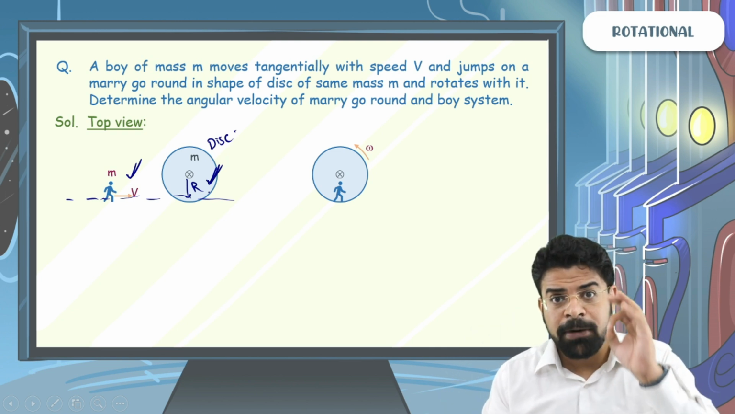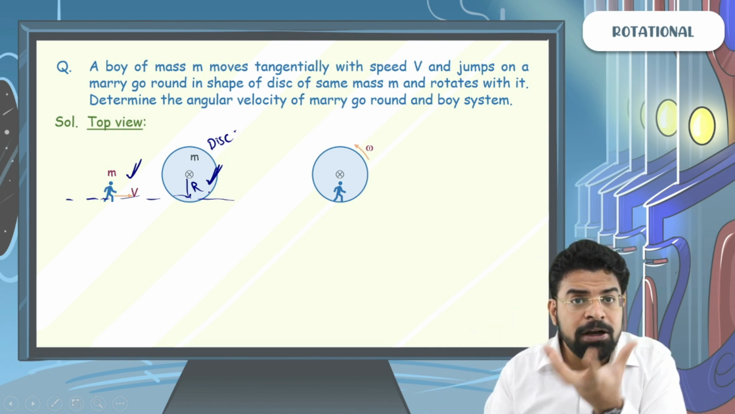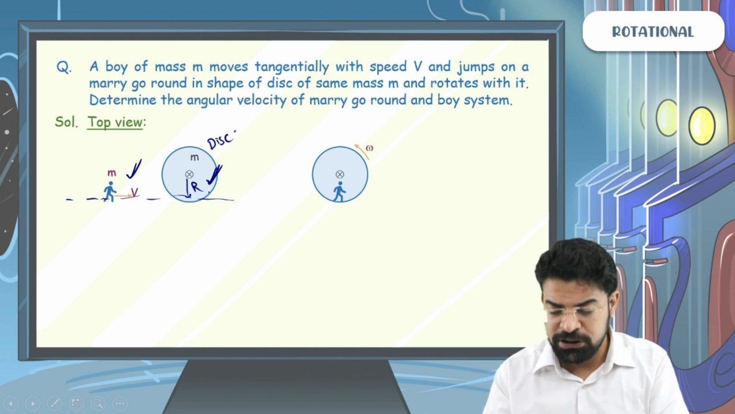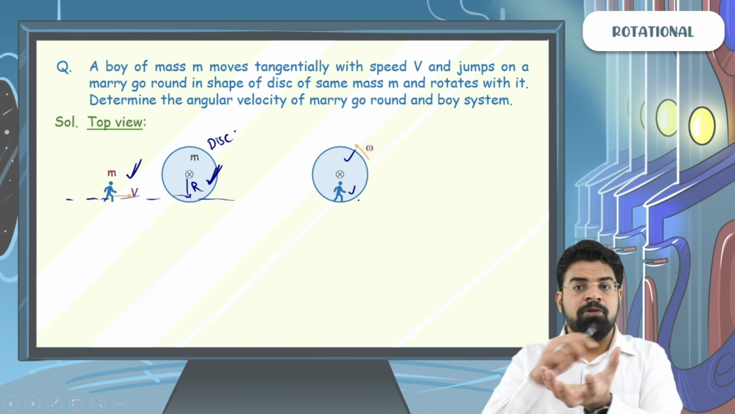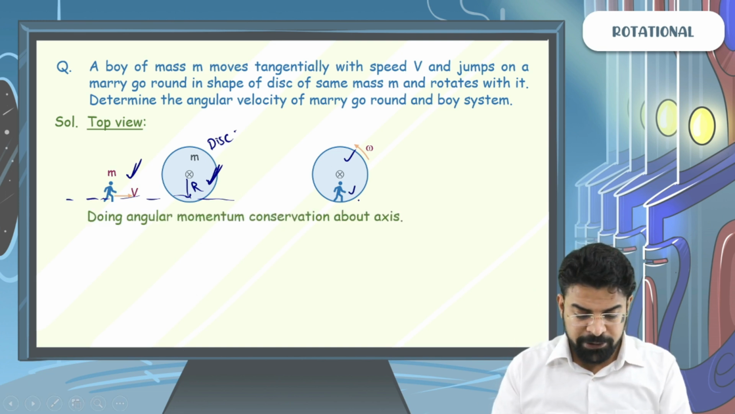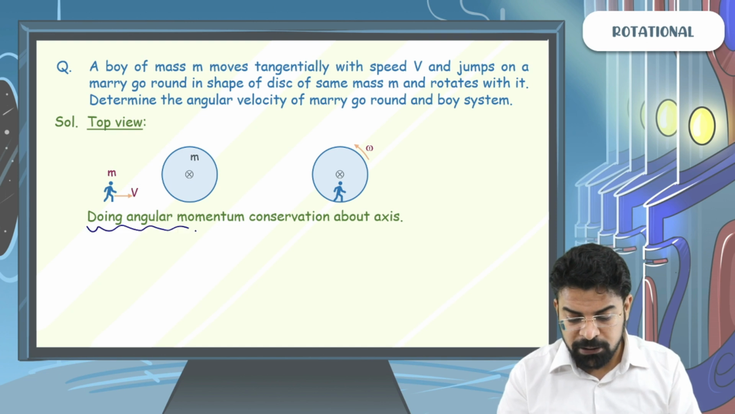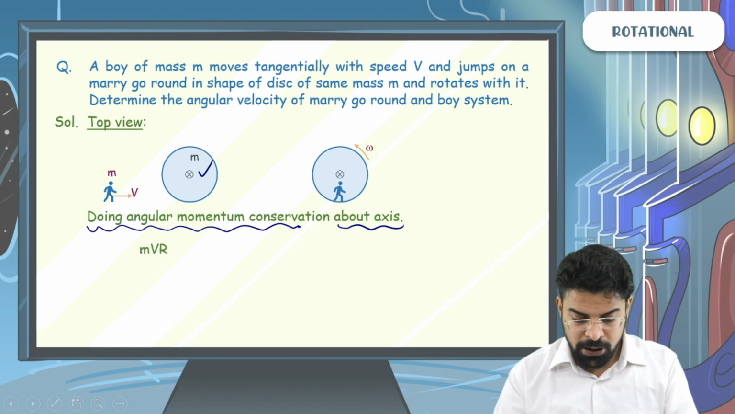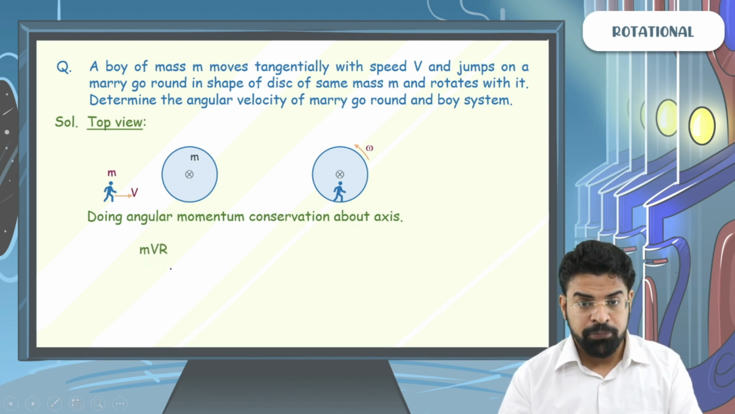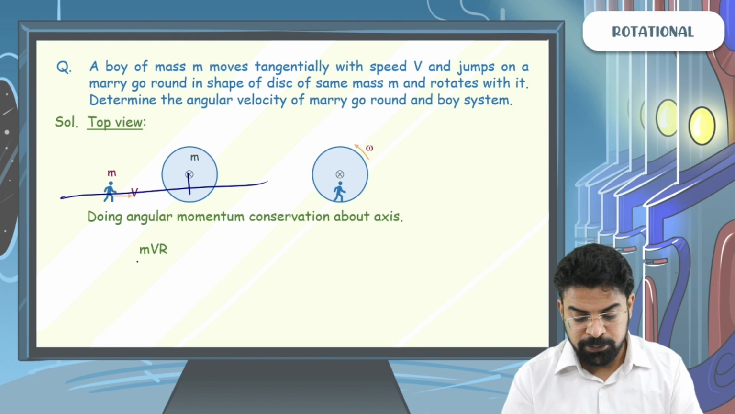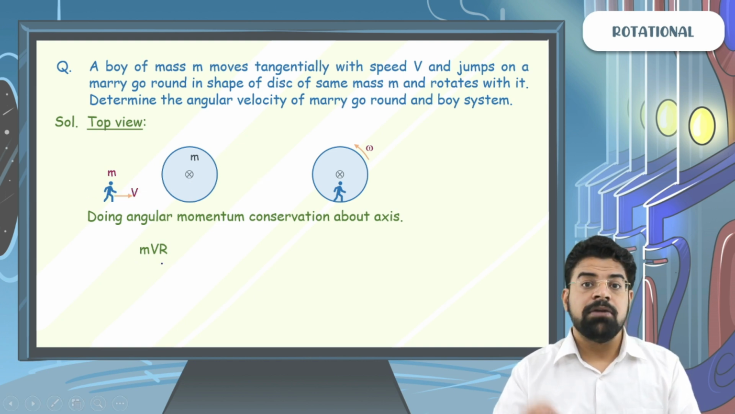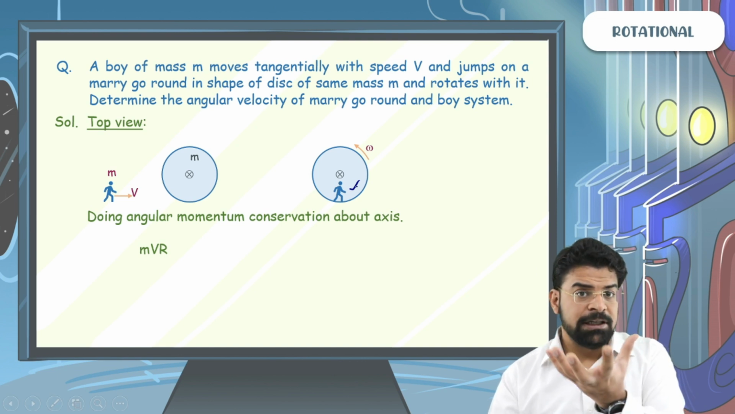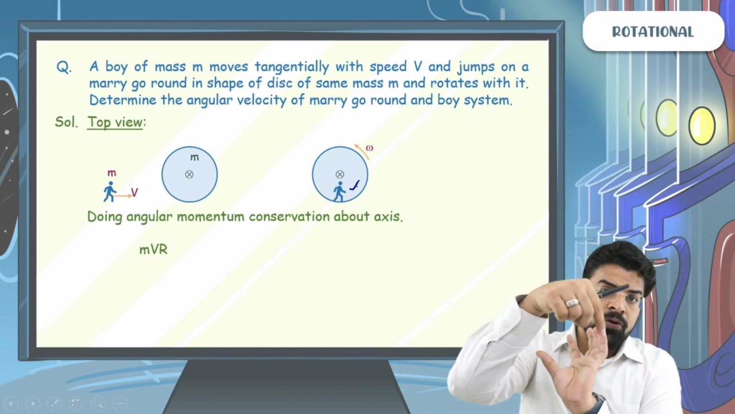After jumping, once the boy sticks with the merry-go-round, now the whole system performs pure rotational motion. And the angular momentum for this pure rotational motion will be the moment of inertia of the whole system times omega. And you know how to write the moment of inertia of this merry-go-round and person system once the person has jumped. So you will write, doing angular momentum conservation about the axis of the merry-go-round: the initial angular momentum before jumping, momentum times perpendicular length, mvr, equals the final angular momentum once the boy sticks. Now once the boy sticks, the merry-go-round and the boy do pure rotational motion.